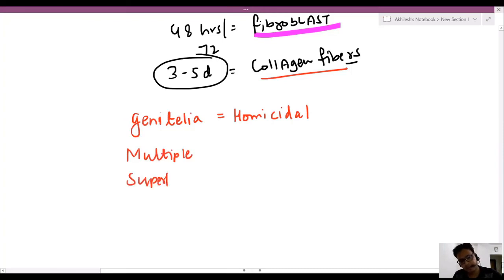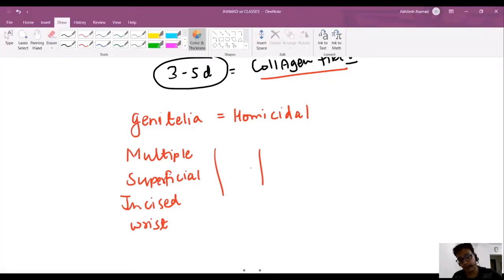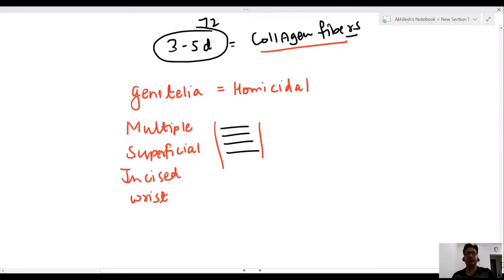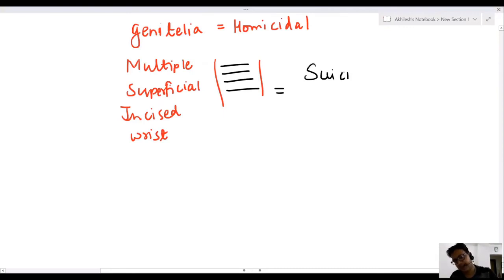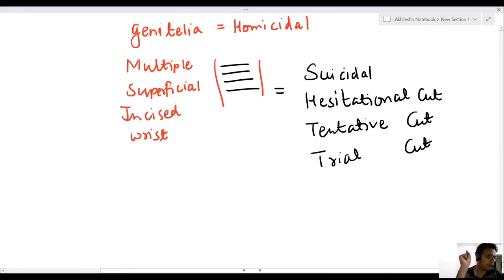But sir, if you have multiple superficial incised wounds on the wrist, only superficial, not deep, what does it suggest? Sir, these are suicidal in nature. These are known as hesitational cut, tentative cut, or trial cut. Again, I am revising, my dear friend. These are suicidal in nature, known as hesitational cut, tentative cut, or trial cut.